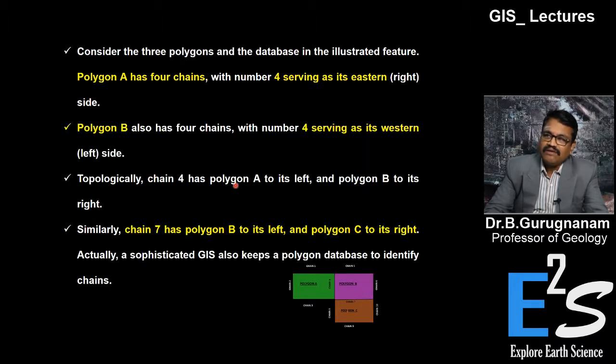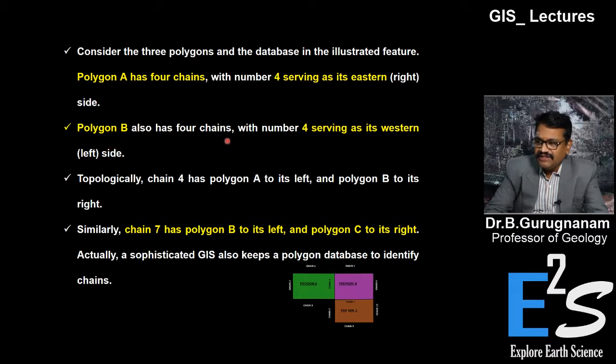Similarly, it moves on. Consider the 3 polygons in the database in the figure. Polygon A has 4 chains. The polygon A you take, it has 4 chains: chain 1, 2, 3 and 4. The number 4 is the connection between A and B. So it is a common chain in both A and B.